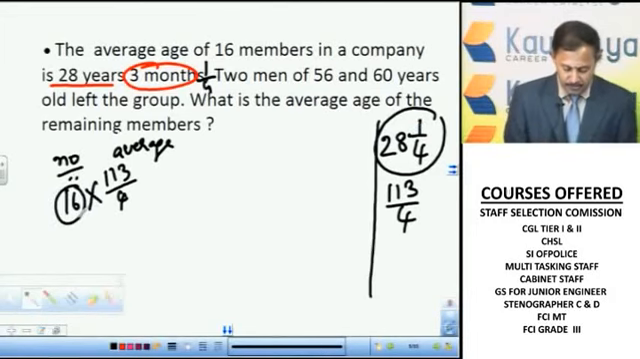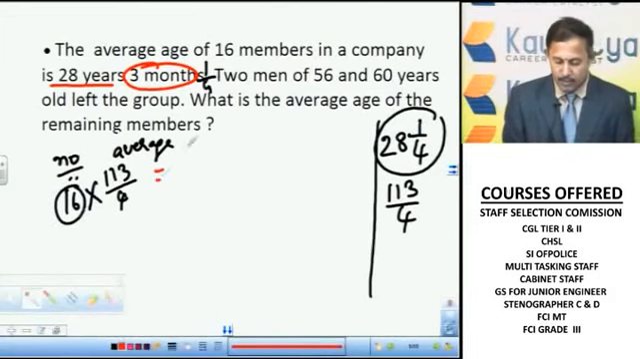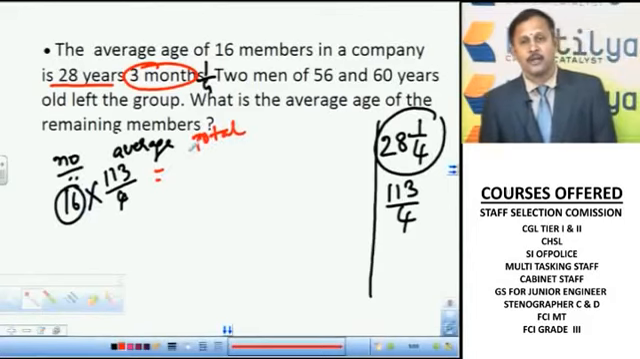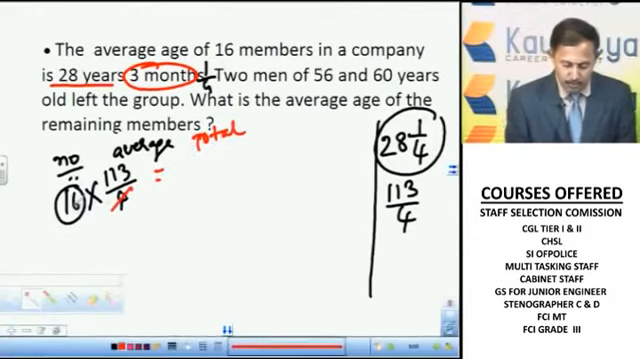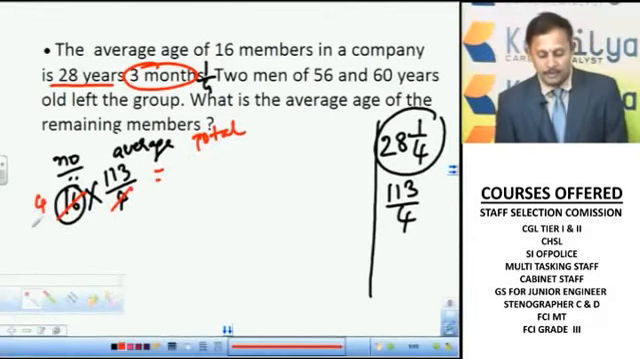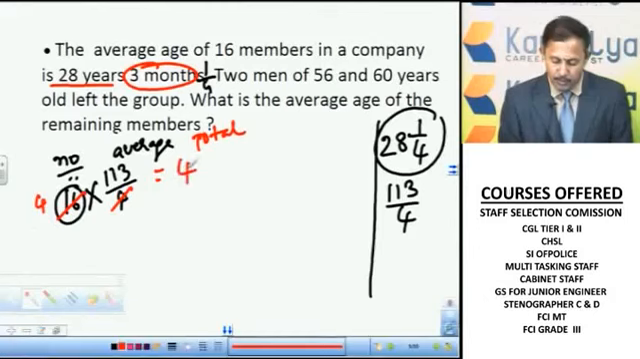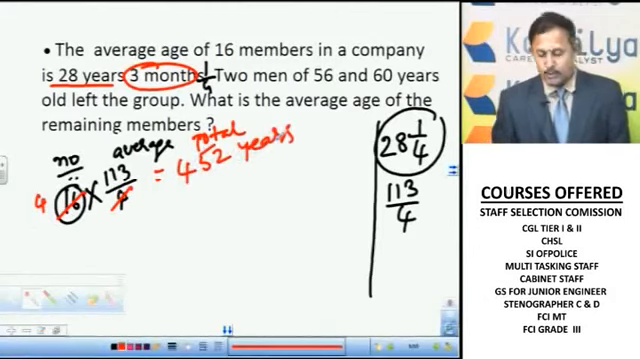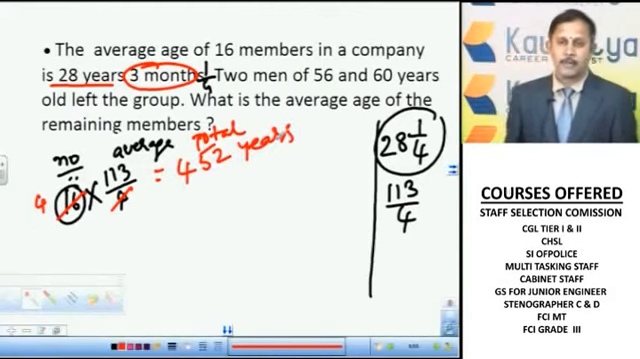Number into average, that gives the total value. So here 4 gets cancelled. So 113 into 4, 452 years, that is the total age of all the 16 members.